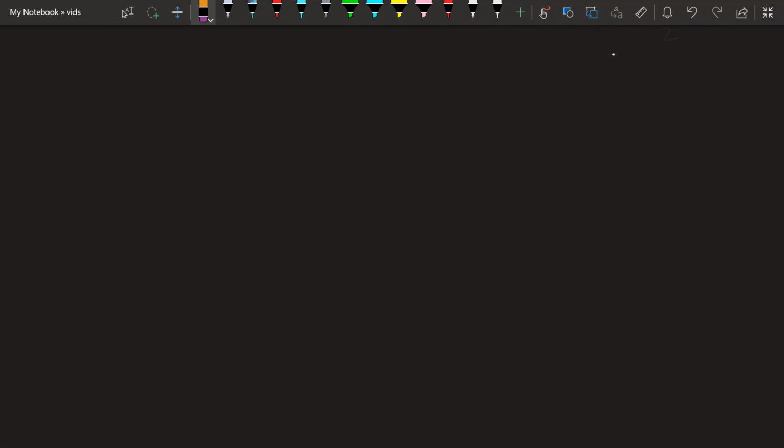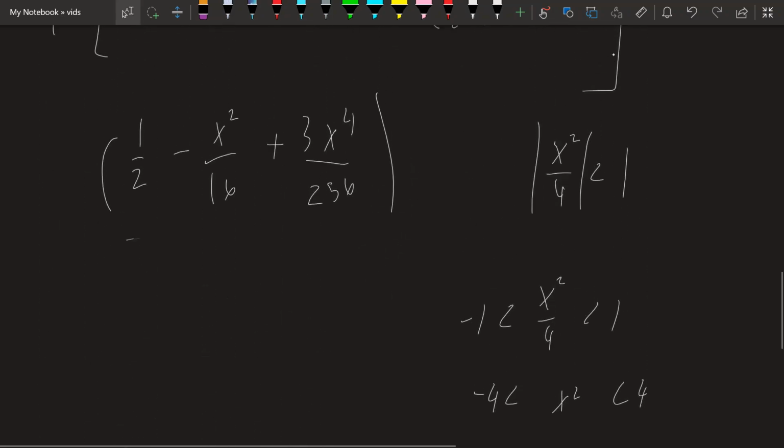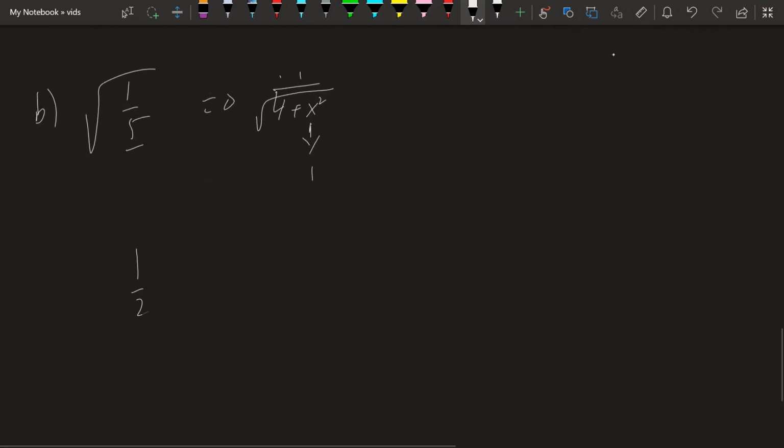Let's go to B. They're telling you use the expression obtained to evaluate the square root of 1 over 5, right? So the square root of 1 over 5, what must x be? Remember the first part of the question said that it's going to be 4 plus x squared, to the power of negative a half. Well, x here must be 1 in order for us to get a 5, right? So let's just substitute a 1 into this equation. Let me rewrite it. So half minus x squared over 16 plus 3x to the power of 4 over 256. We said that x must be 1, so let's just plug in a 1.